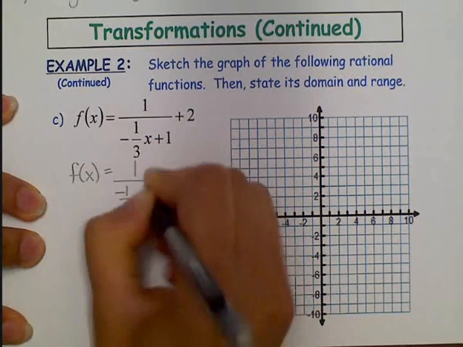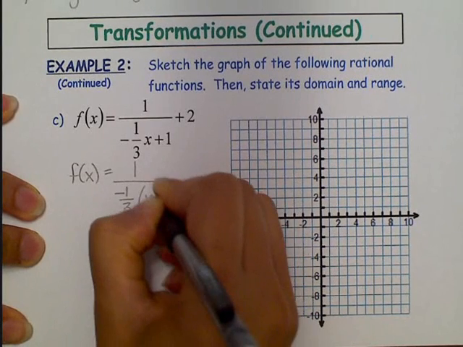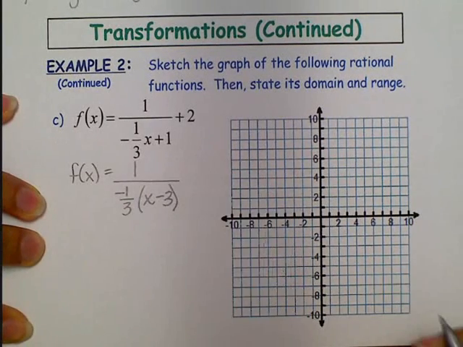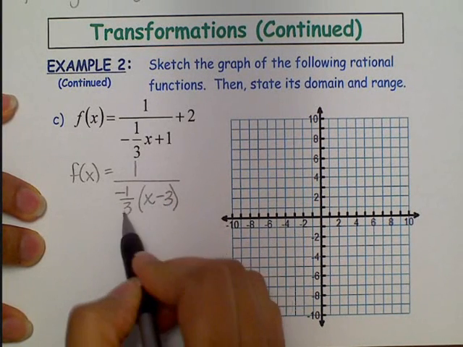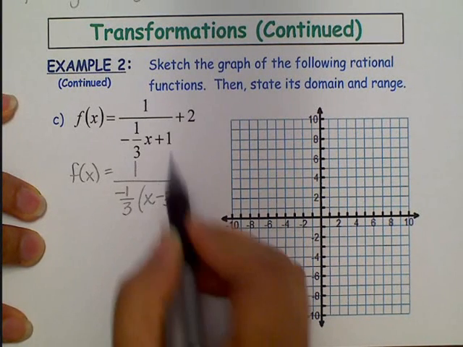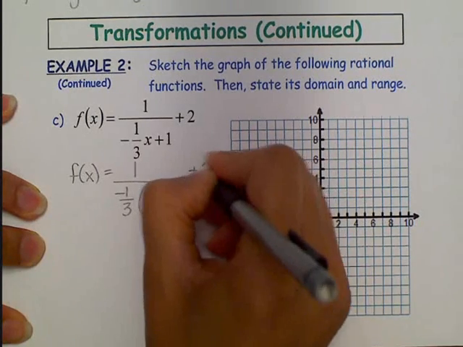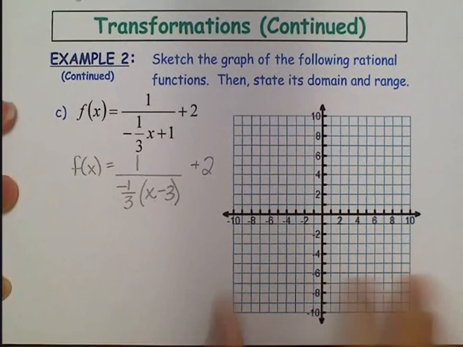So my first step is to rewrite this in factored form. This would look like -1/3. If I factor that out, I'm left with x minus 3. And you can check really quickly. -1/3 times x is -1/3 x. -1/3 times -3 would give me +1.